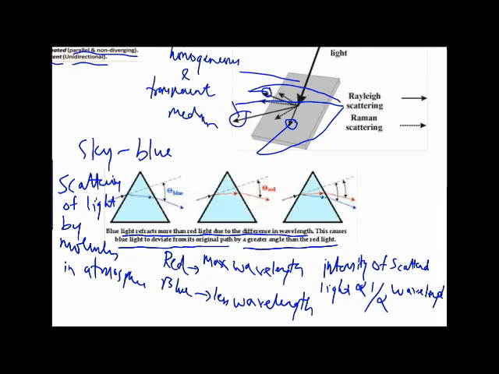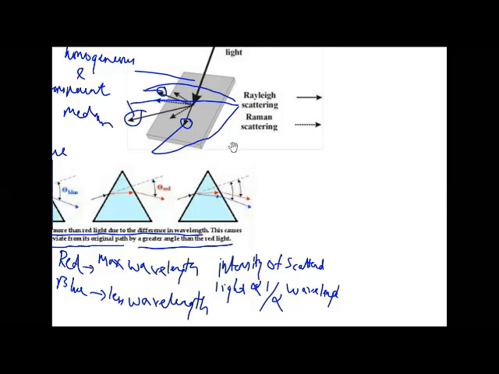Rayleigh also found out that the intensity of the scattered light in a medium is inversely proportional to the fourth power of the wavelength, and this kind of scattering is called Rayleigh scattering. You can see it over here. Rayleigh scattering is also called coherent scattering because the wavelength will remain the same.